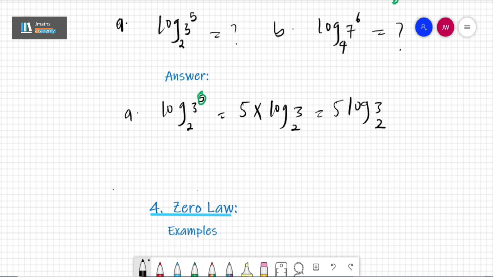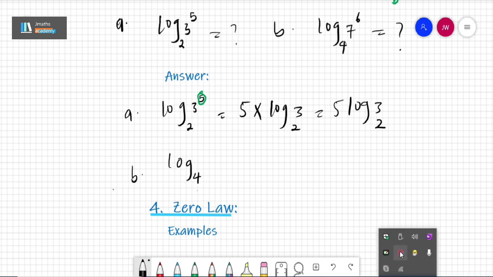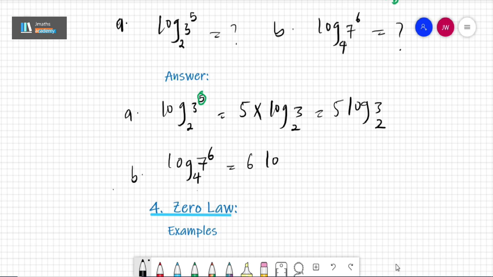Okay, so for b, for the next example, which is the logarithm of 7 to base 4, where 7 is raised to the power of 6, this can also be expressed as 6 multiplied by the log function 7 base 4, and this is our final answer according to the law, or according to the power law.